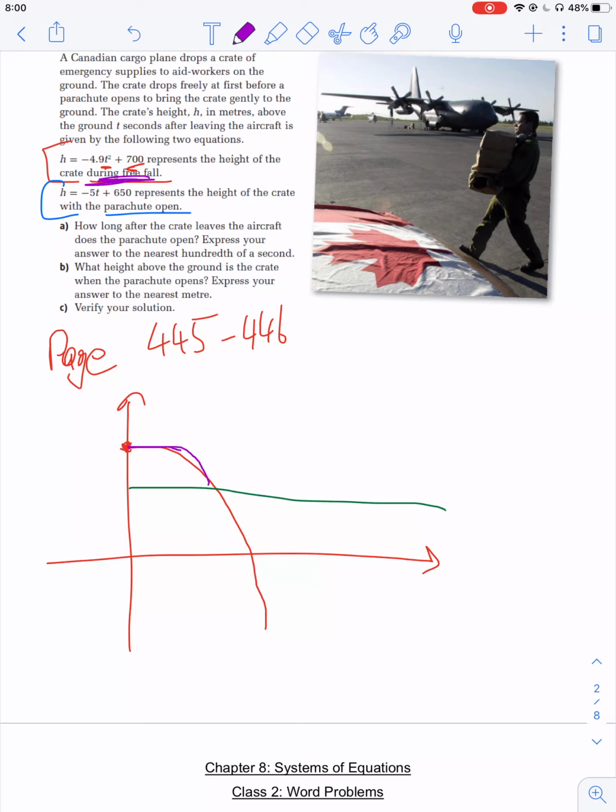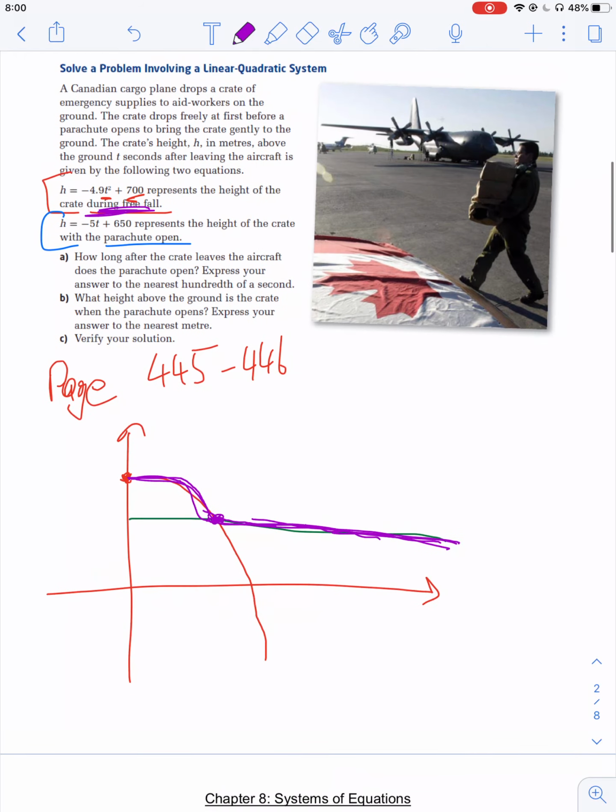At this intersection point, the parachute opens and then it starts falling, but much more slowly, so gradually. This is basically the trajectory of the cargo. What we are interested in is this point of intersection. Basically, when is this quadratic function equal to this linear function in blue? Both of them are expressed in terms of h.